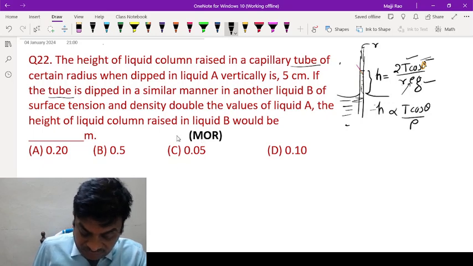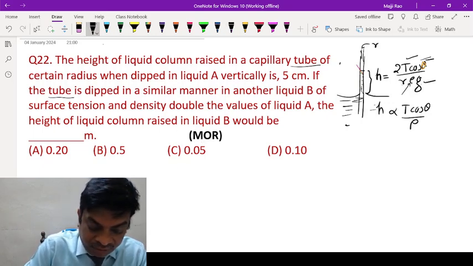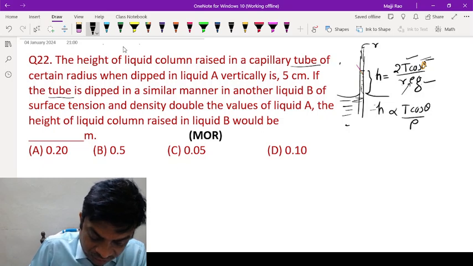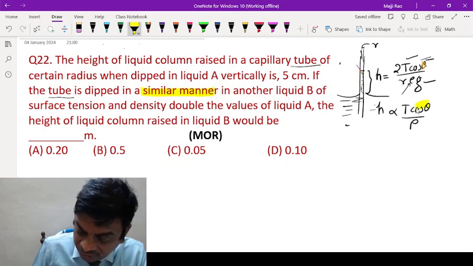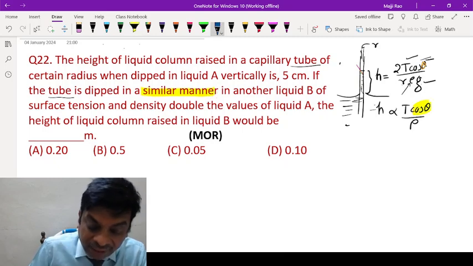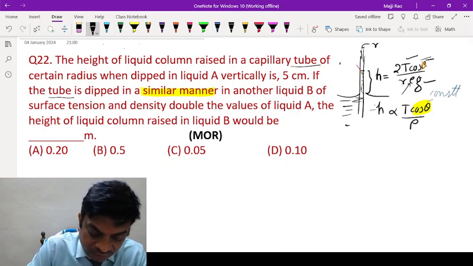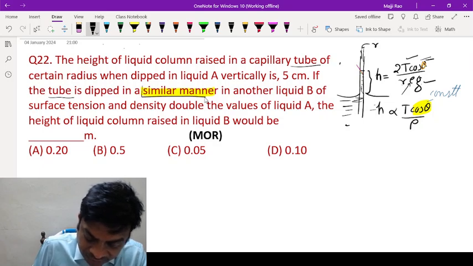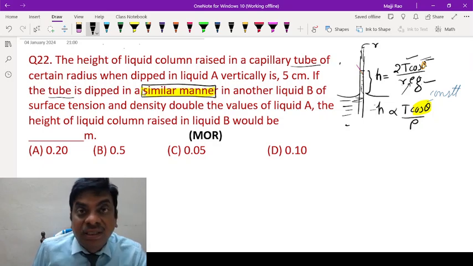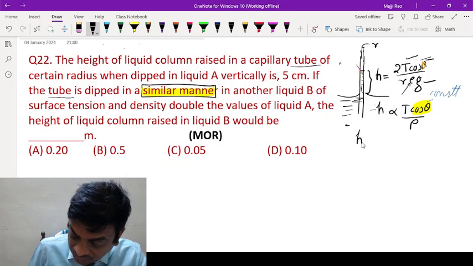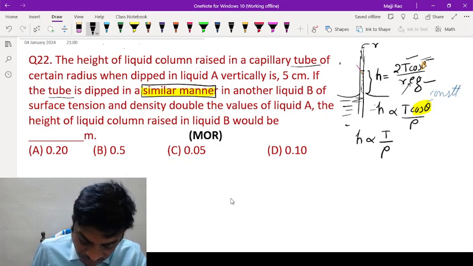Now there's a small problem here students. It's not clear what they mean when they say dipped in a similar manner. We have not been informed regarding the angle of contact. So here we have to assume that angle of contact is also constant. Only then we'll be able to solve the answer. So perhaps in a similar manner means theta is same. So then we are left with h is proportional to T by rho.